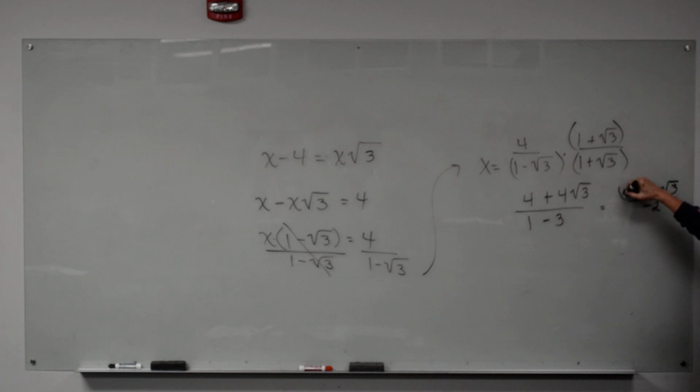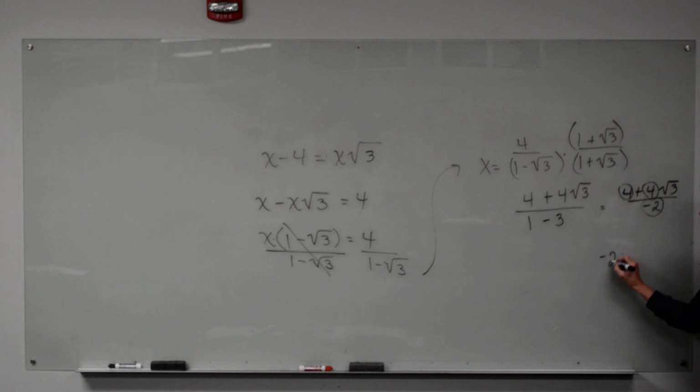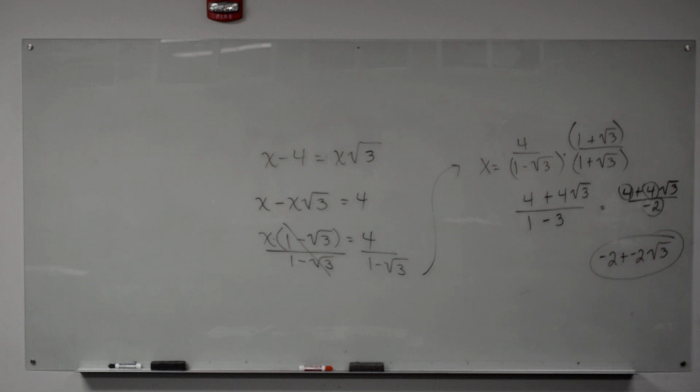Then I need to look here, here, and here. Can I divide them all by the same thing? Yes, I'll divide them all by the -2. So that's going to give me a -2 plus a -2 on the square root of 3. And that's going to be my answer. Does that make more sense than the other one? No. Where did I lose you?